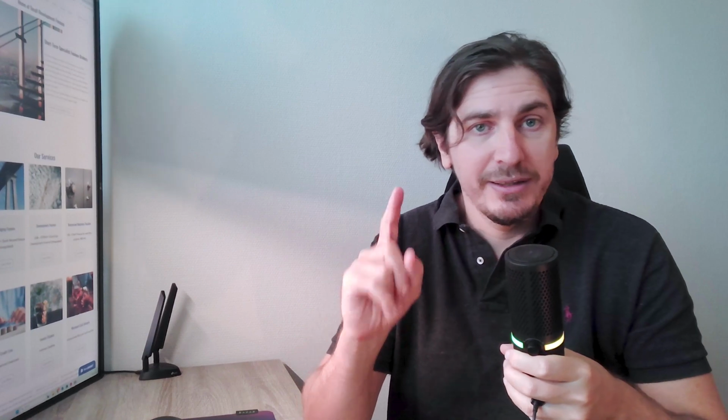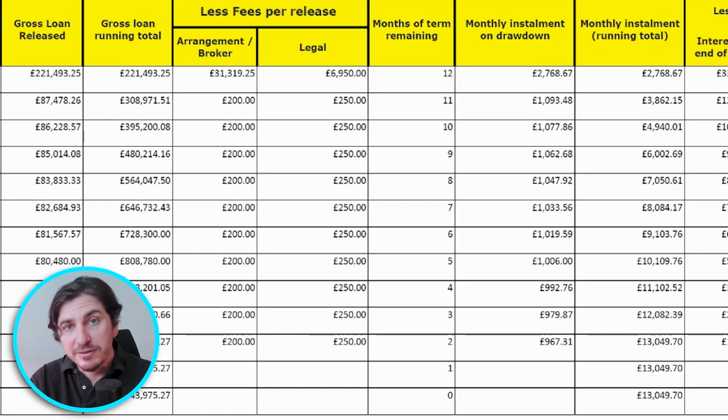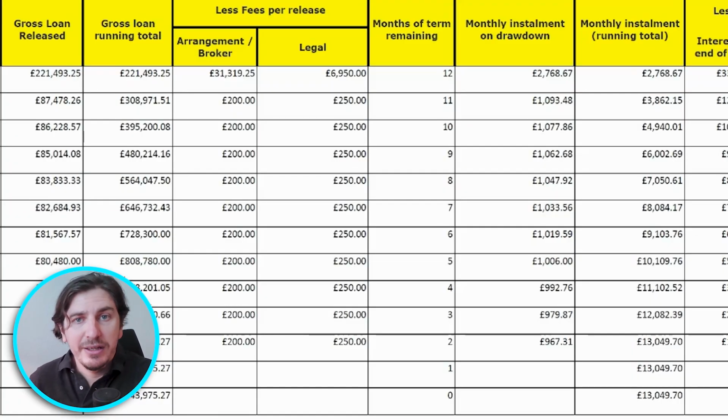So this will be the total fee and the broker fee for the entire loan deducted, which is why the day one drawdown is so much less, because all of the fees based on the total gross sum are being deducted day one. Then you've got the legal fees for all the normal compliance, and then you've got the interest based on that drawdown per month, and then the running total, which is obviously 1 month.